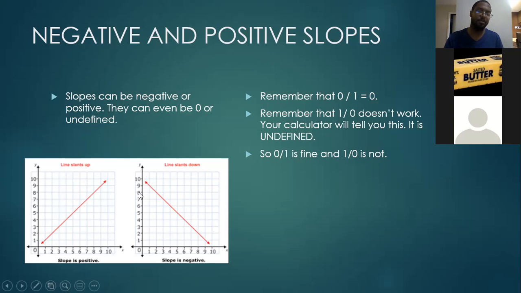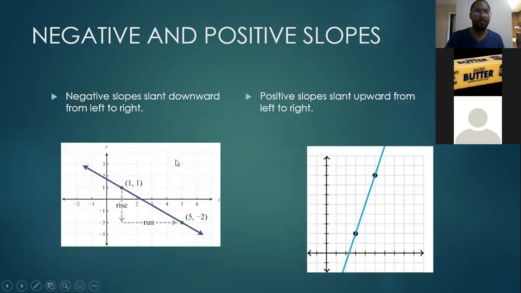So this is a positive slope. That's a negative slope. That's how you figure it out. Is it going up or going down? And again, I put another example of it. That's negative. That's positive. You just look at them. That's it.